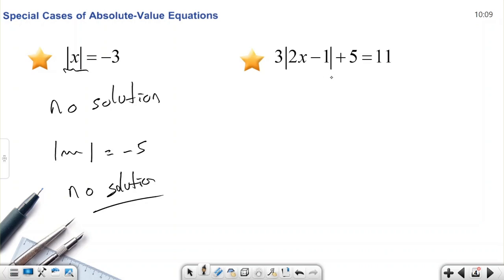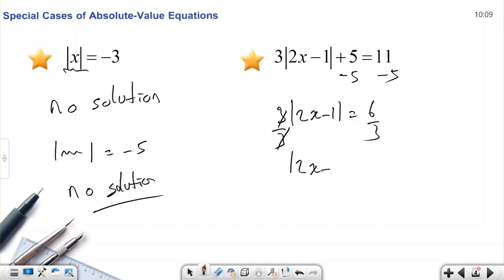Let's solve another example here. Minus 5, minus 5. 3 times absolute value of 2x minus 1 is equal to 6. Here, it's not a no solution case. It's a positive number. Let's divide by 3, divided by 3. 3 divided by 3. So absolute value of 2x minus 1 is equal to 2. Yes, we can solve that one.